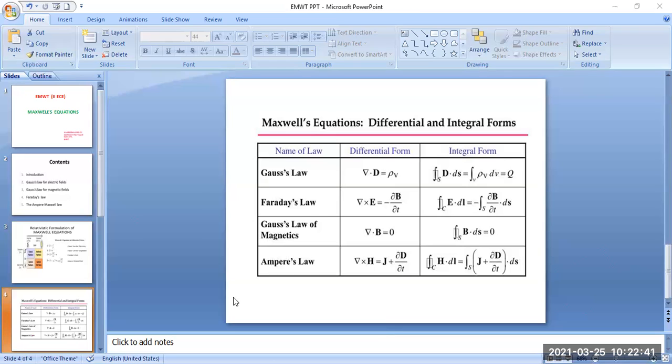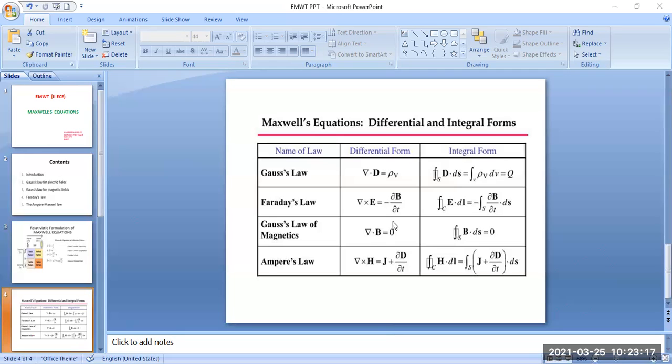First one, Maxwell's equations for static fields. For static fields, del dot D bar is equal to rho v. It is for the static field. Next, del cross E bar is equal to 0 for the static field.